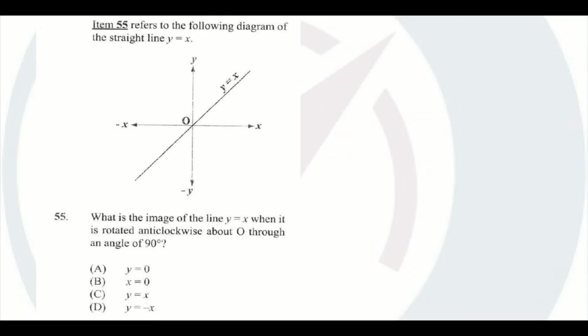So we know that in an anticlockwise rotation of 90 degrees, if you have an x and y coordinate, the x and the y change position and our y value becomes negative. So which one looks like it matches that? That's going to be D.